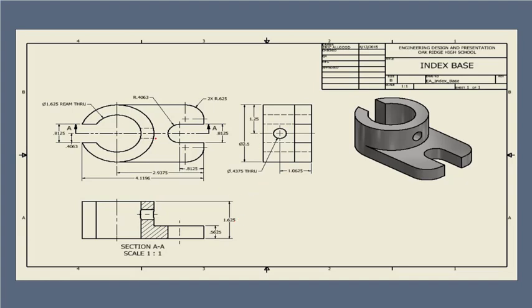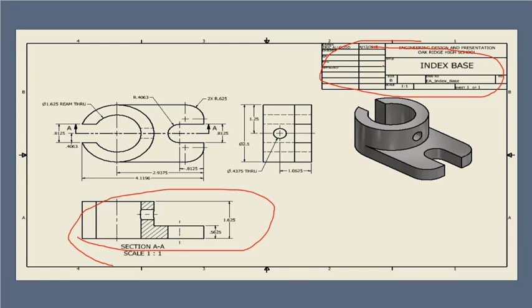So what happens here, we have a front view, we have a right side view, and then we have a section view. Okay, you see here's our section view down here. So everything's got to be fully dimensioned. Okay, here's their title block that they used.